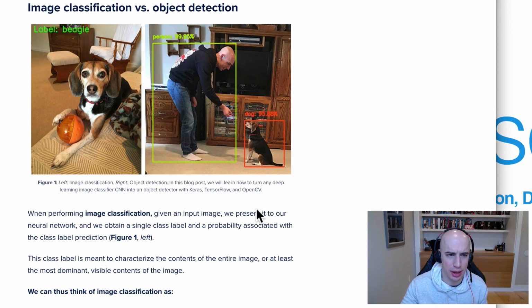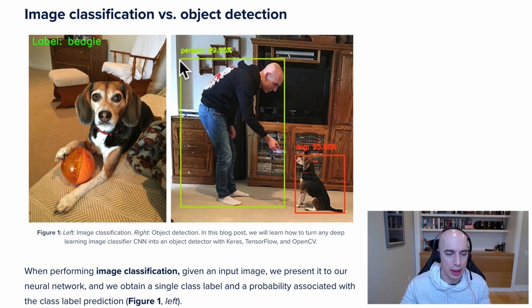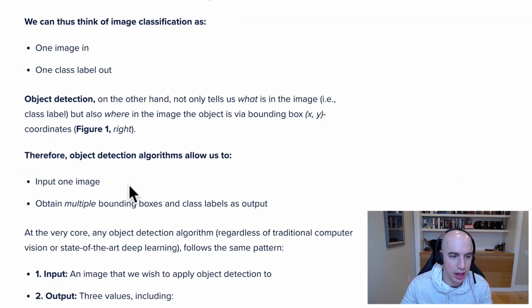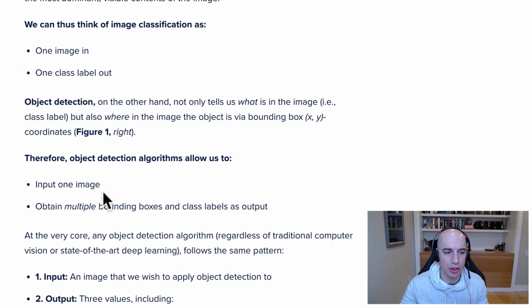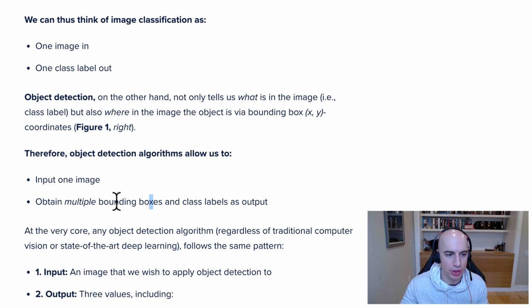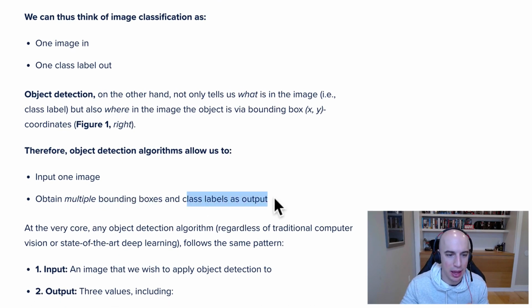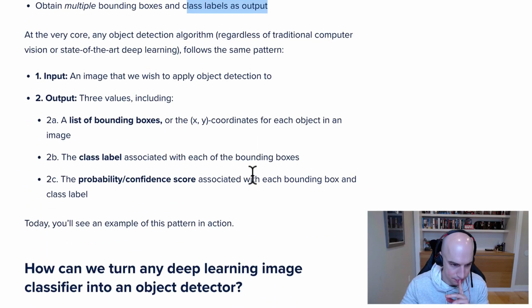Object detection, on the other hand, is more advanced. It's going to give us two values. We're going to get the bounding box location of every object in the image. So here are the two bounding boxes. And then along with that, you get the class label for each bounding box. So with object detection, you're going to still input one image, but you're going to obtain multiple outputs that include the bounding boxes and the class labels as output.